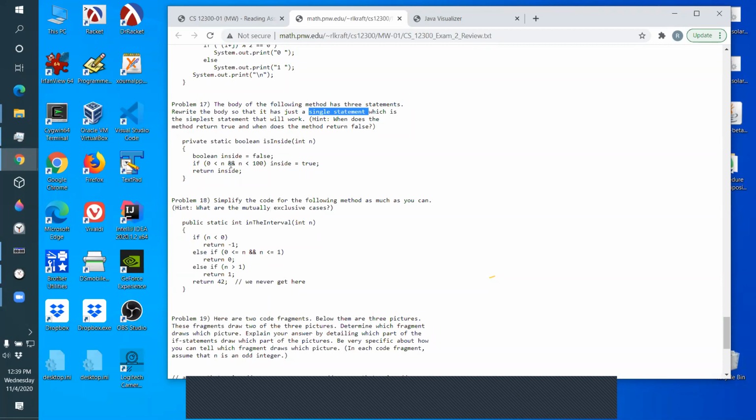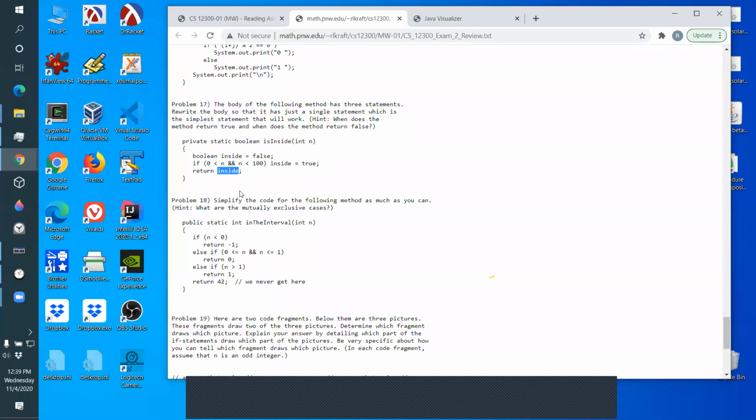Now, since it's a method that returns something, if it's only one statement, it's got to be a return statement. A method that returns something has to have a return statement. So the hint here was that if it's a single statement, it must be a return statement. And then it says, when does the method return true and when does it return false? It returns true when this thing's true. It returns false when this thing is false. So that's what we wanted in the return statement. Okay, does that make sense?